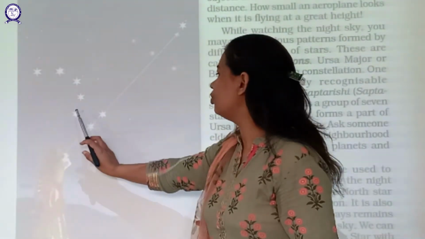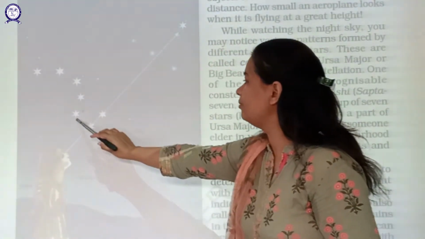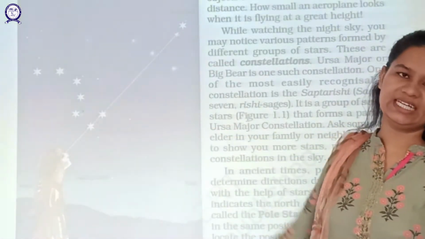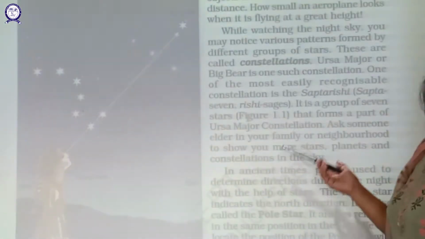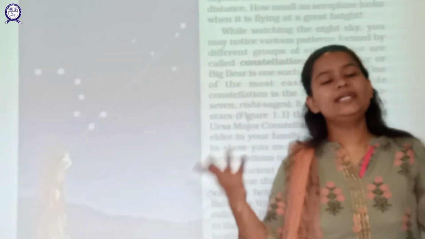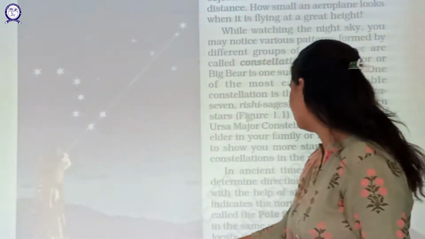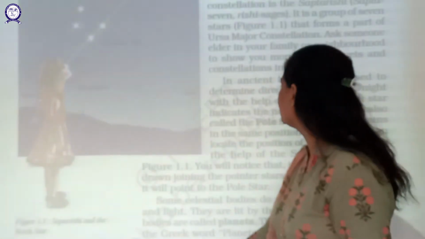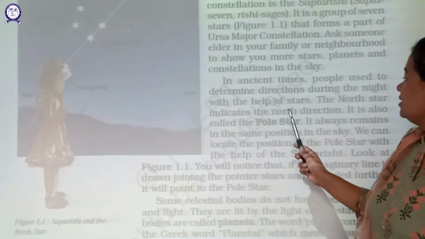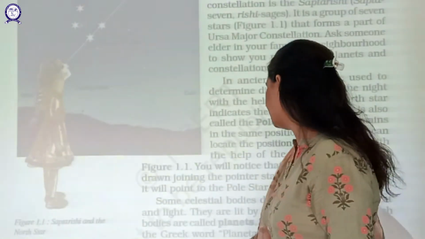1, 2, 3, 4, 5, 6 and 7. These 7 stars together form a particular pattern, which is an example of a constellation, that is Saptarshi. The Big Bear, Ursa Major, is there. What are all these? All these are the patterns formed by various stars in the sky. Moving ahead, students, stars are clear to us, constellation is clear to us, pole star is clear to us: the star which indicates the north direction is called the pole star.